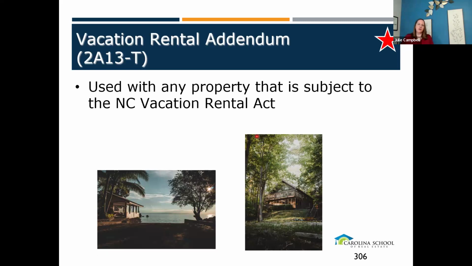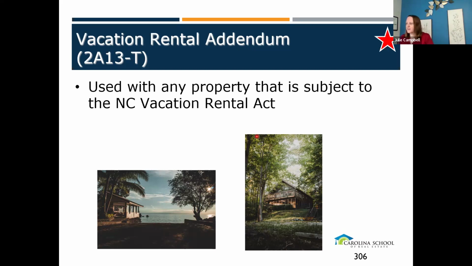There's a vacation rental addendum. Depending on where you are in the state, you may be dealing with vacation properties down at the coast, up in the mountains, off of a lake, for example. I mean, Winston-Salem is fantastic, but let's face it, people are not vacationing here. So we don't deal much with vacation properties. So again, where you are or where you're moving, you obviously will get more information on that. But right now, just know that there's a vacation rental addendum that addresses the sale of that property.